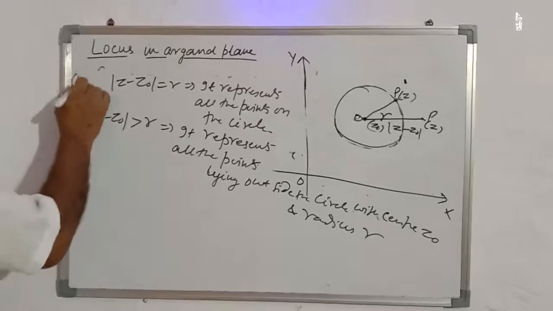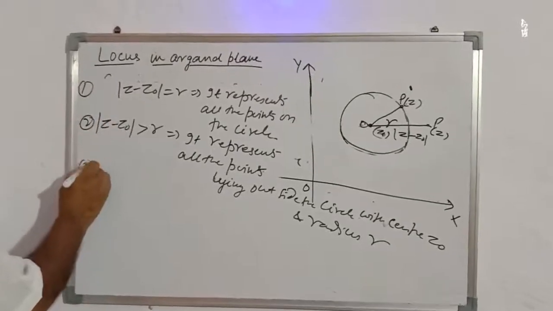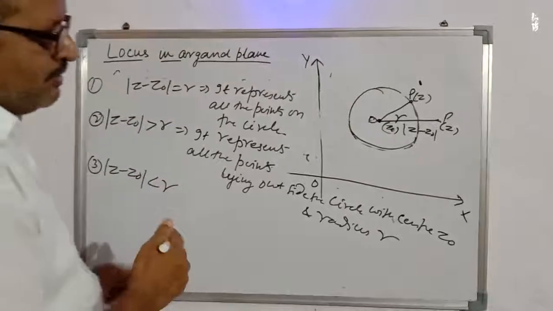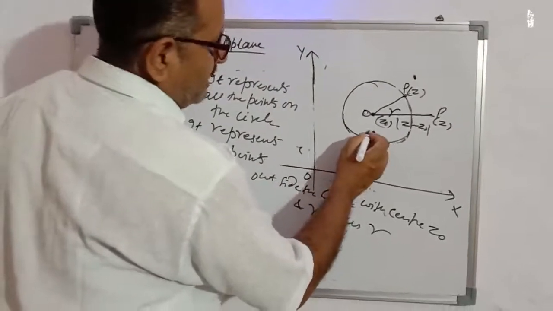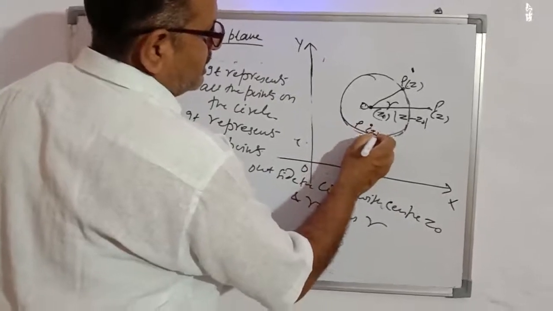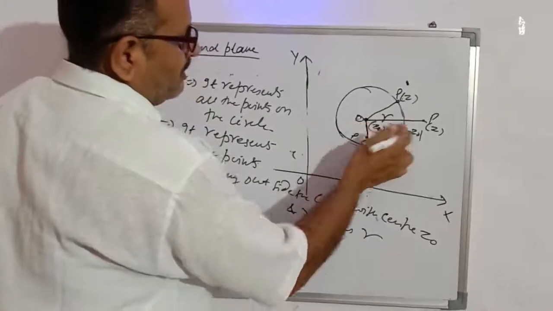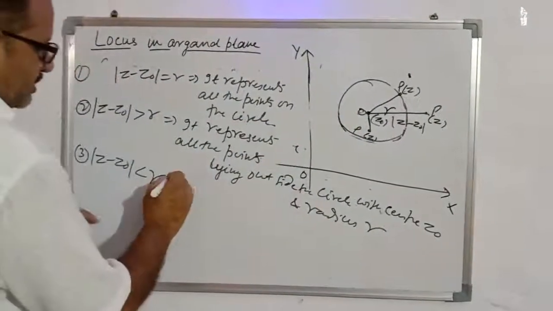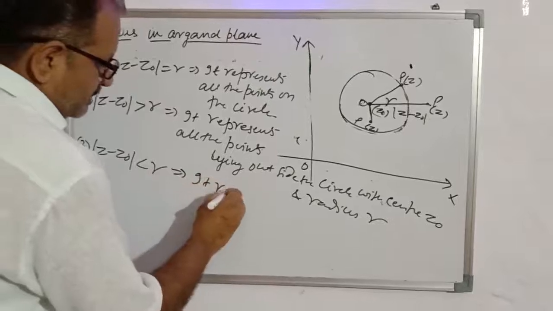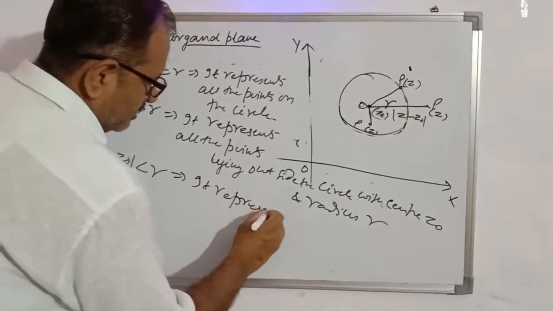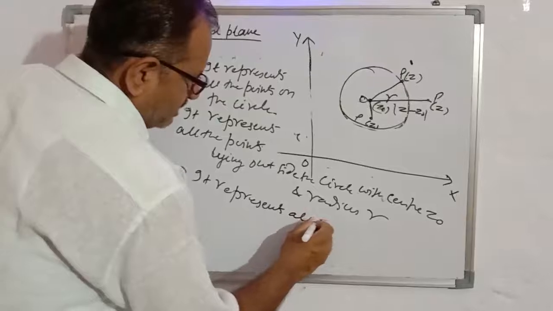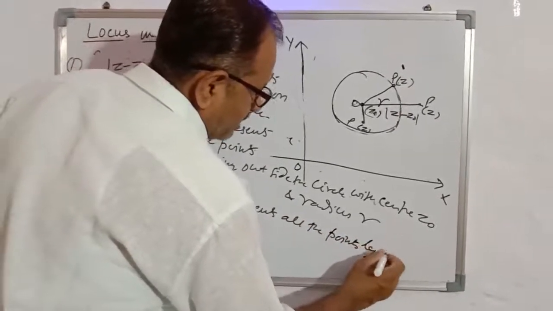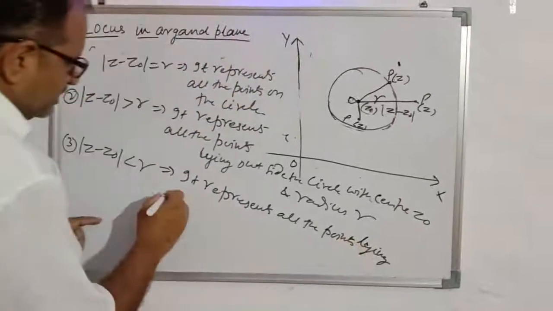Third case, mod z minus z0 less than r. So when will it be less than r? If the point P lies inside the circle, z is here, in that case OP will be less than r. It means mod z minus z0 will be less than r. So it represents all the points lying inside the circle.